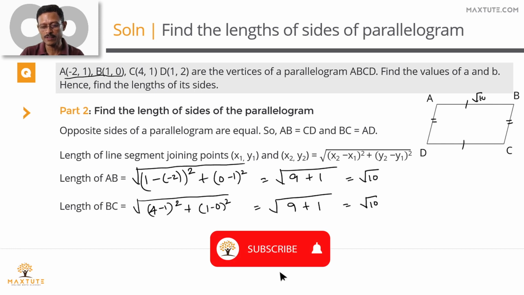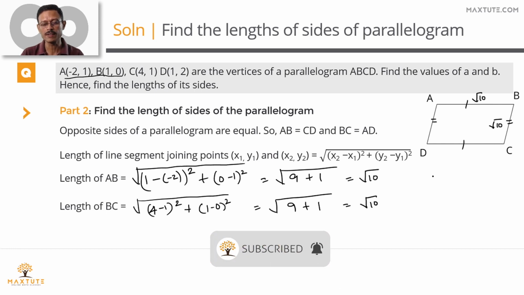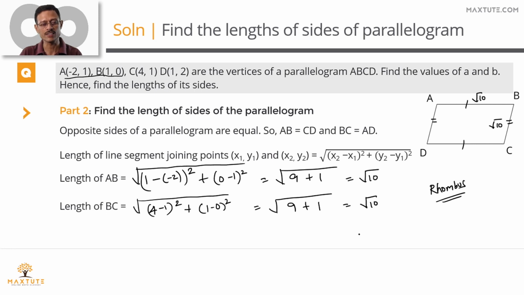AB measures root 10. BC also measures root 10, which essentially points to the fact that CD and AD will also measure root 10 each. If all four sides of a parallelogram measure the same, then the parallelogram is actually a rhombus. So this is a special property of a parallelogram. It's not just a parallelogram, it actually is a rhombus.